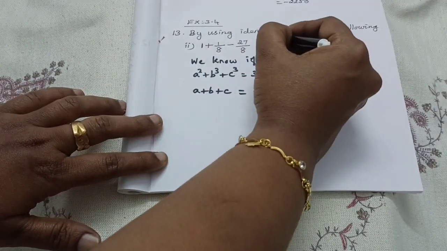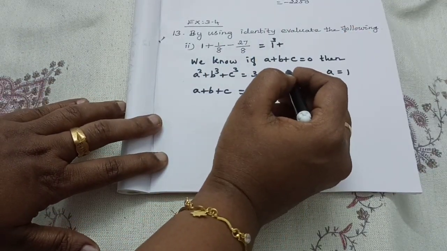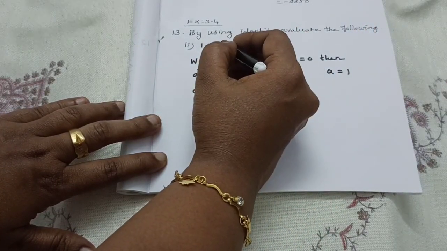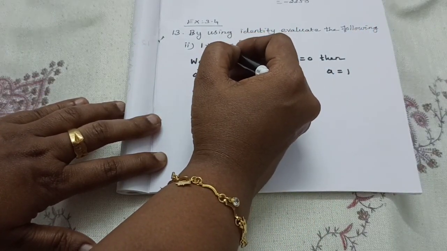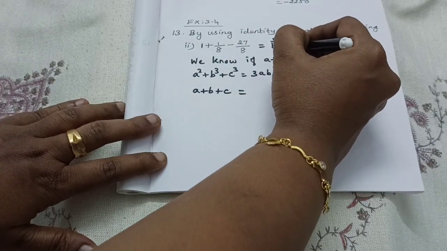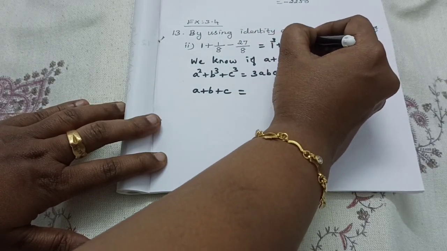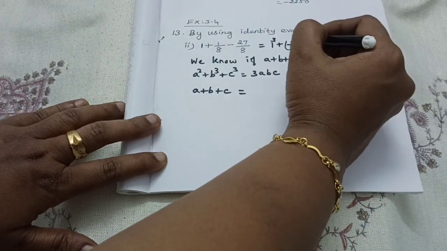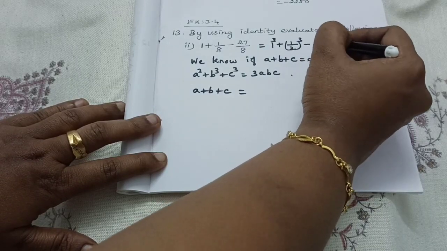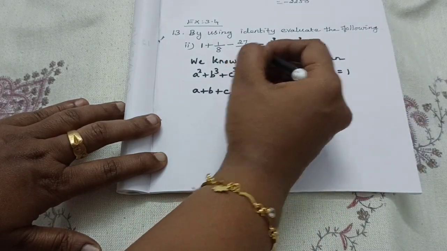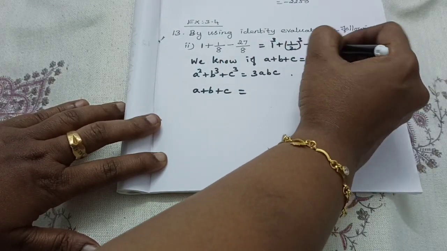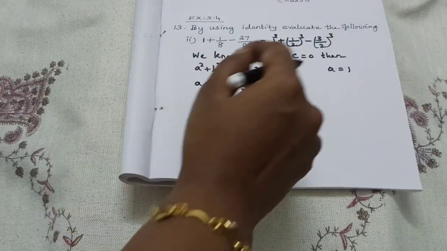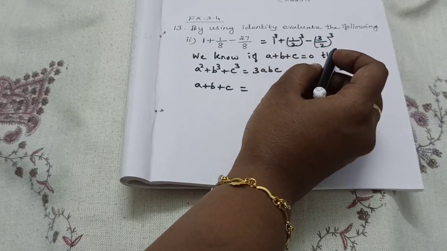Then 1 cube means what? 1, isn't it? We can write this as 1 cube. Plus, 1 cube is 1 and 2 cube is 8, isn't it? Then shall we write like this: 1 by 2 the whole cube. Then minus 27 we can write as 3 divided by 2, the whole cube. Shall we write like this? This is of the form a cube plus b cube plus c cube.